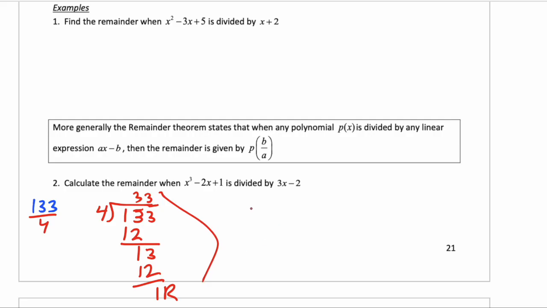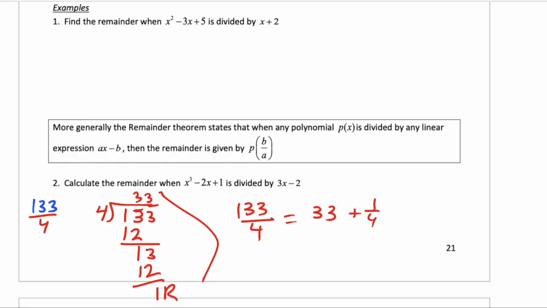Recall this means that if you do 133 divided by 4, then our answer is 33, and we get one remainder. That means you get a fraction left over. It's like 33 and a quarter. All right? So we're going to do the same thing with polynomials.